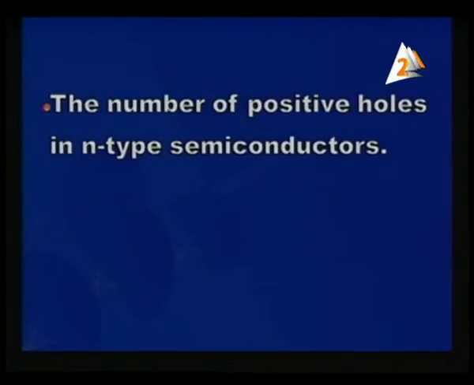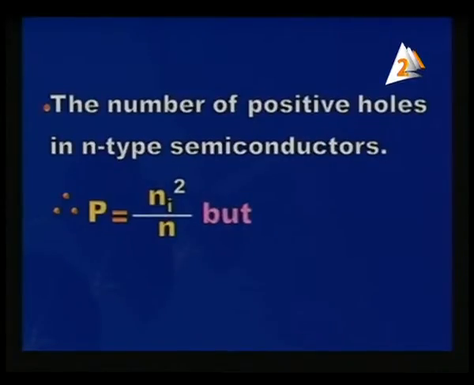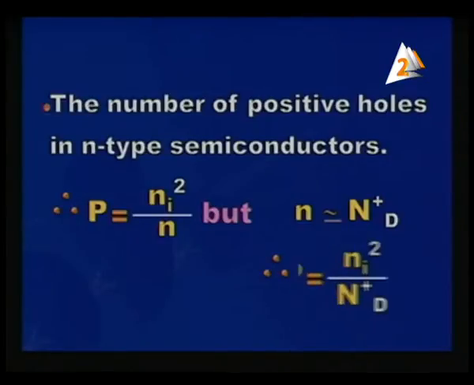The expression that gives the number of positive holes in the n-type semiconductors. Positive holes in the n-type semiconductors are the minority charge carriers. So we'll use the mass action law. p is equal to ni squared over n. n is the number of free electrons. Number of free electrons is roughly and approximately equal to the number of positive donors. So p equals ni squared over the number of positive donors.